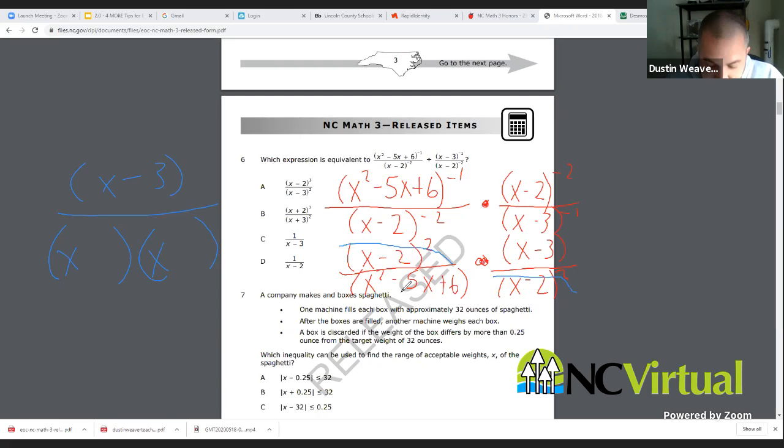What two numbers multiply to give me a positive 6 and add to give me a negative 5? Right, negative 2 and negative 3. So I'm going to say minus 2 and minus 3. At that point, you see the x minus 3's will cancel out. So we're left with nothing on the top of the fraction, so we put a 1. And on the bottom of the fraction, we're left with x minus 2. So 1 over x minus 2. That would leave our answer for question number 6 as D, 1 divided by x minus 2.